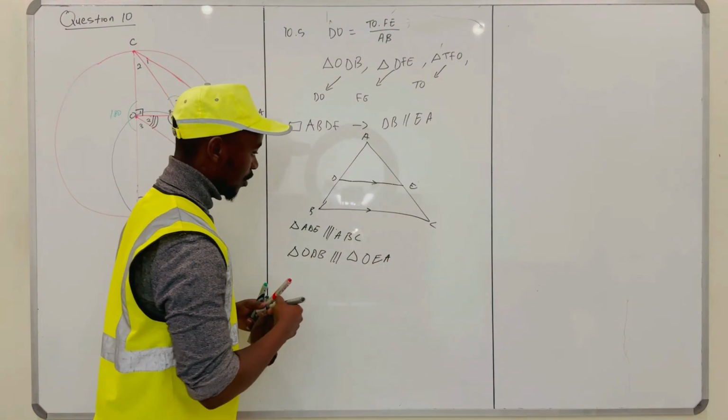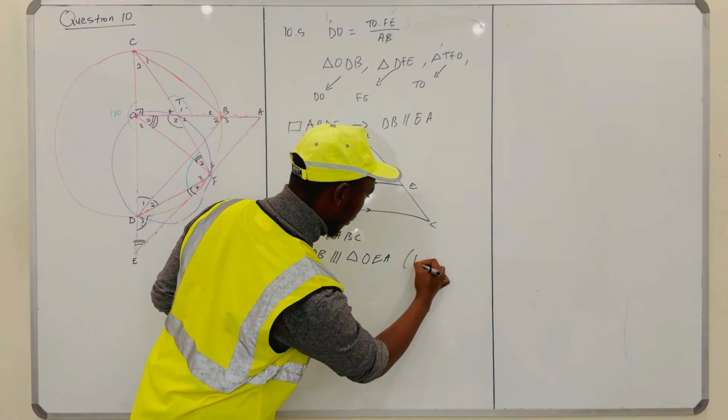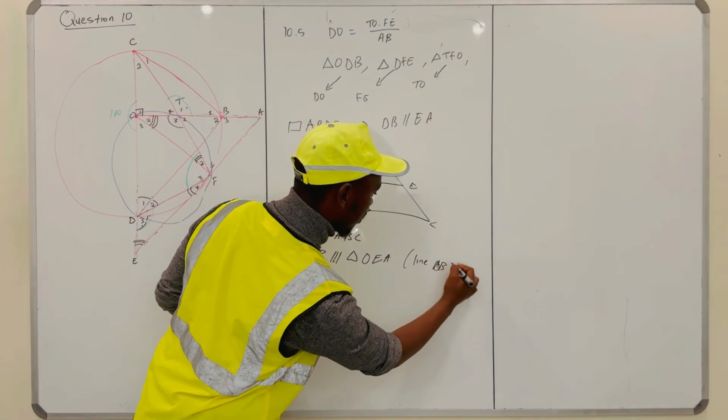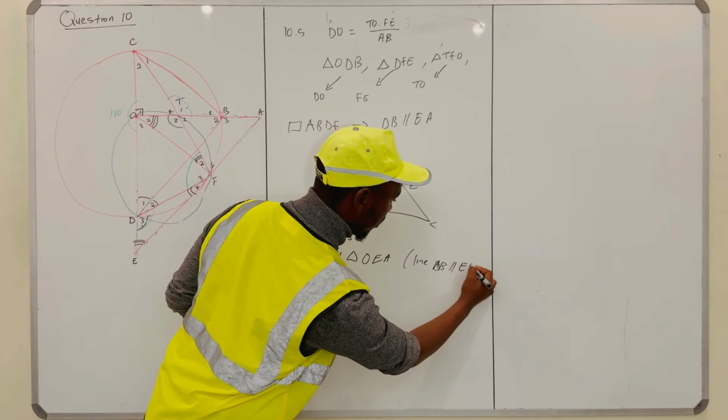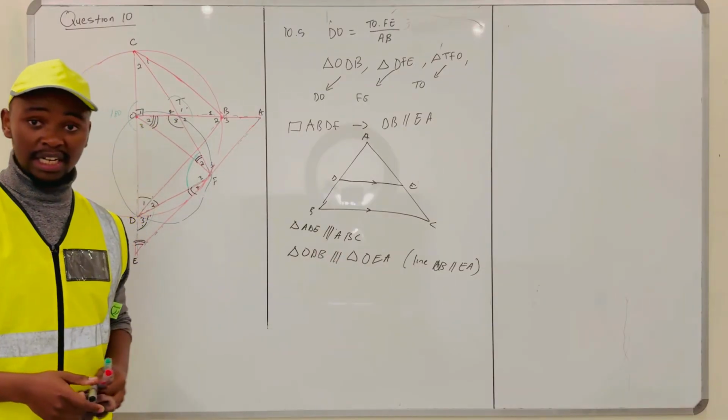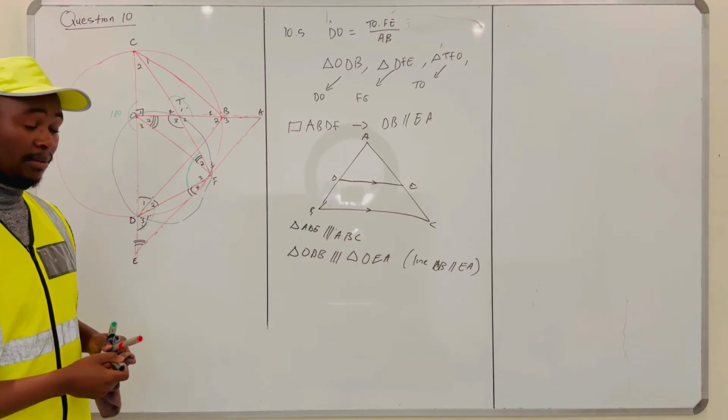Why? Because there's a line AB or DB parallel to line EA there in those triangles. So this is the proportionality theorem. You can go for proportionality or line AB parallel to EA.